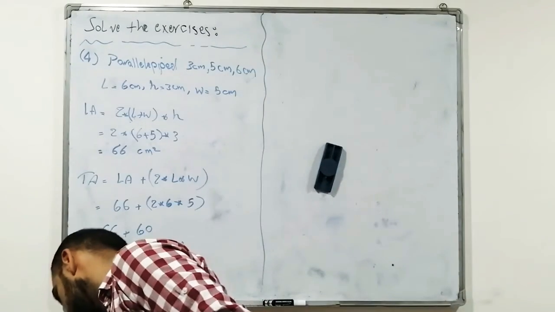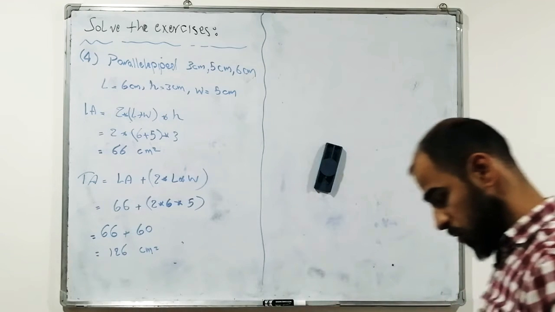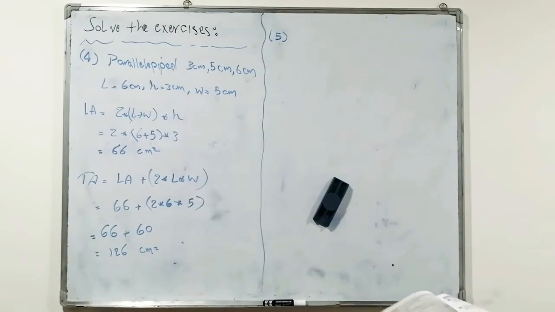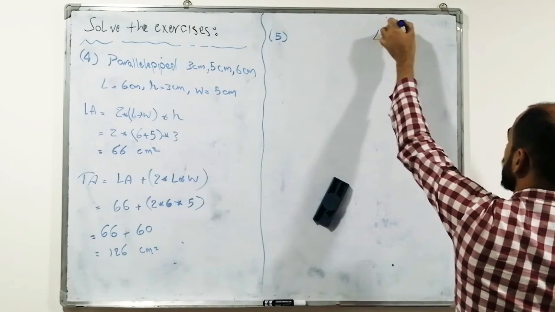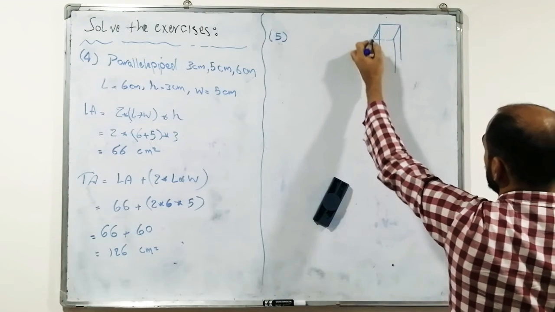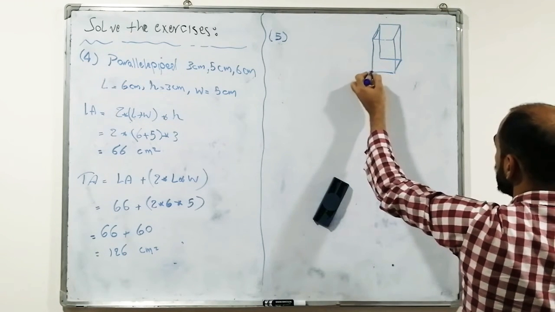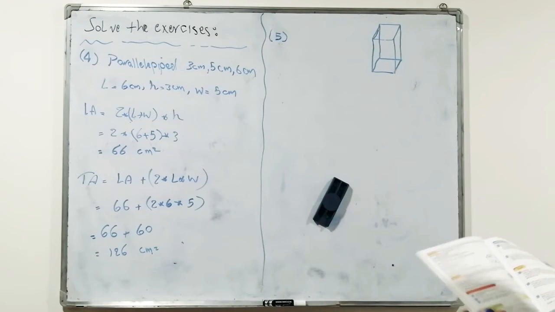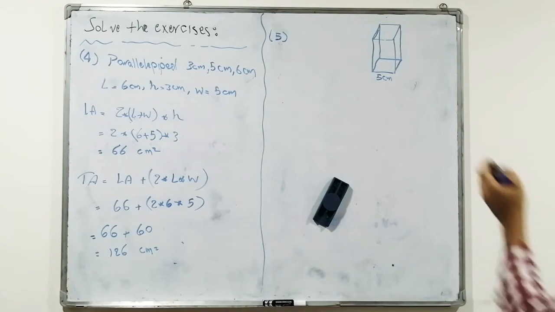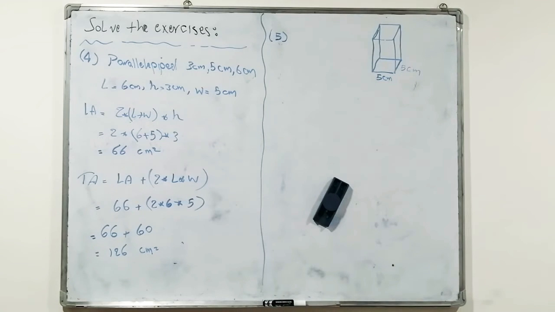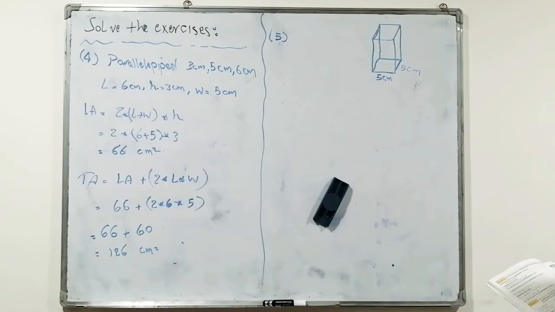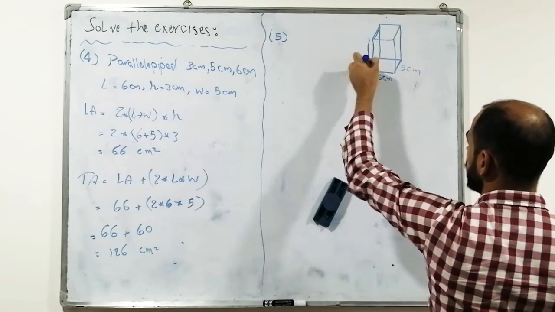Now I will solve the next question, which is question number 5. A parallelepiped whose base is a square has edge. In question number 5, the parallelepiped has a square base, and its length is 5 centimeter. Since the base is a square, all the sides of the base will be 5 centimeter. Why? Because in a square, all its sides are equal. So here the length and width are 5. Its height is 10 centimeter, meaning the height of the parallelepiped is 10 centimeter.